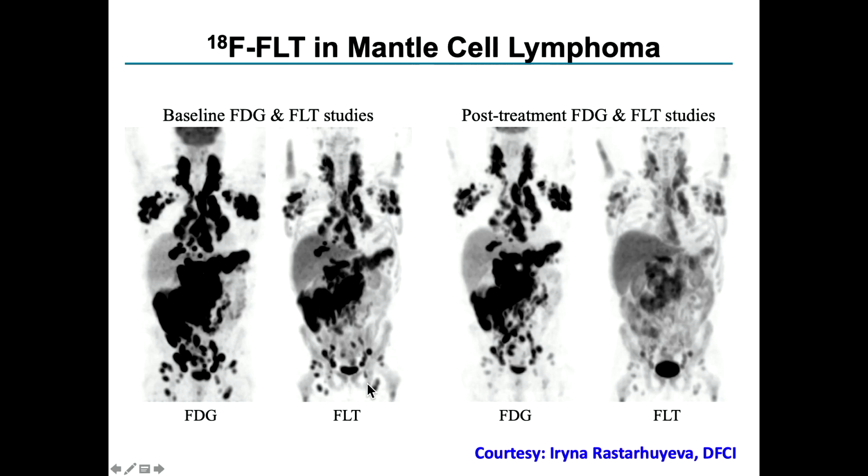So this is just illustrating that at baseline, your FDG is more intense. So if you were looking for the total extent of disease, you'd probably pick it up better using an FDG PET rather than an FLT PET. But if you wanted to look at the change related to your therapy, in this case, the FLT shows it far better than the FDG. So the question is, what do you really want to know?